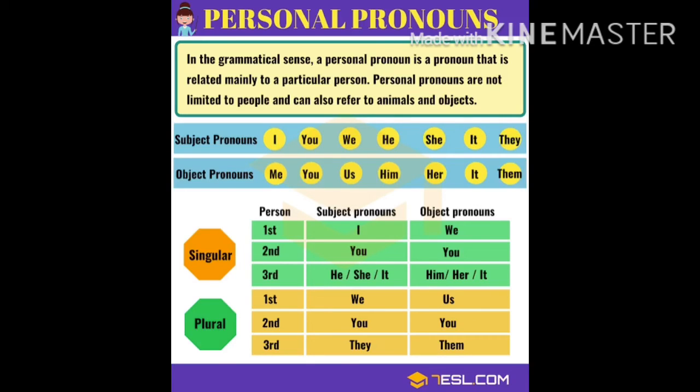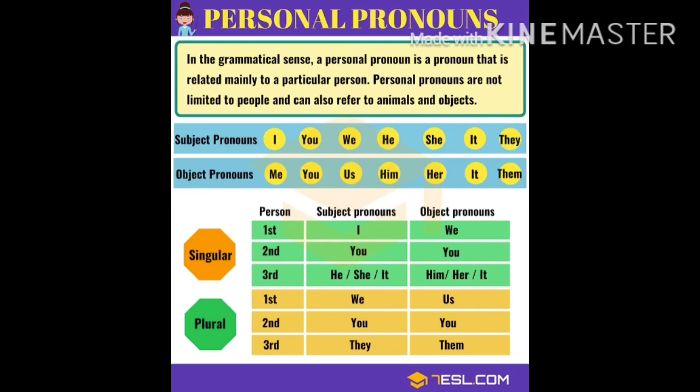Which is a first person pronoun? The first person pronoun is I. And what is the second person pronoun? The second person pronoun is you. And which is the third person pronoun? Third person pronouns are he, she, it, they, him, her, them. In first person pronouns, there is I and also we, me and us.